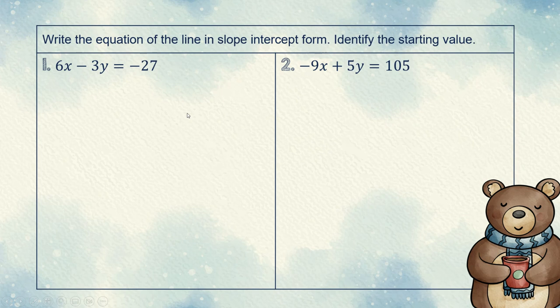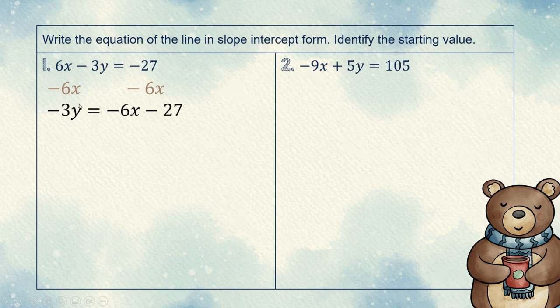For number one, we have 6x minus 3y equals negative 27. To move this into slope-intercept form, the first thing we want to do is subtract 6x from both sides. Now, when we subtract 6x from both sides, we cannot combine negative 27 and negative 6x because one has an x and the other does not. So what we're left with is negative 3y equals negative 6x minus 27.